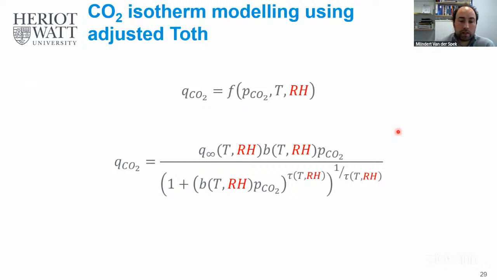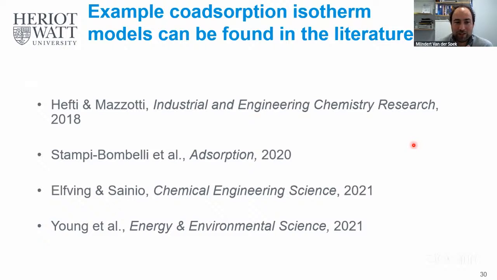For the ones who know these kinds of isotherms, each of the parameters, the Q infinite, the B term, and also the tau term, has another equation that determines their relationship with temperature. What we then do is try to adjust these isotherms so that they don't only vary with temperature, but also with relative humidity. Now, I don't have the time to go into these coadsorption models in detail. That would take a whole lecture in itself. But I did want to show a couple of example papers: work by Hefti and Mazzotti, by Stampi-Bombelli et al., Elfving and Sainio, and Young et al. If you're interested, I'll give people a minute to make a screenshot, and you can go look for the different models.